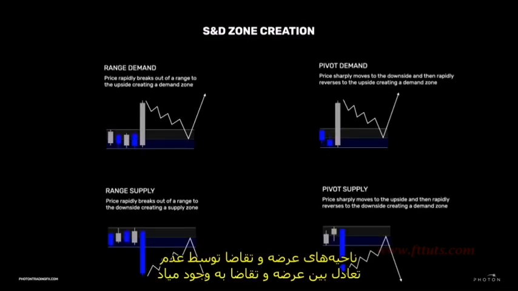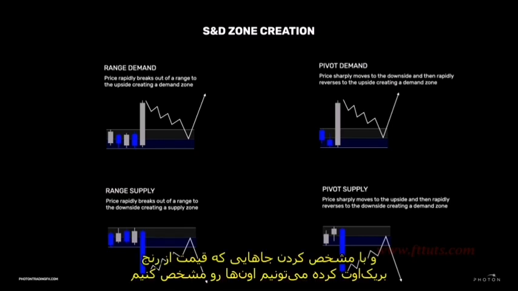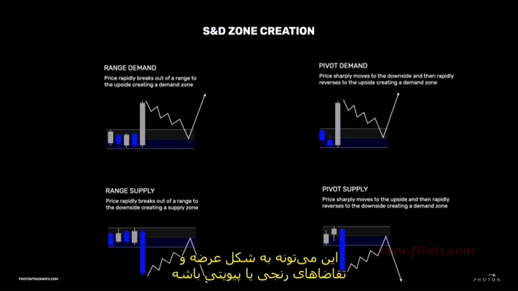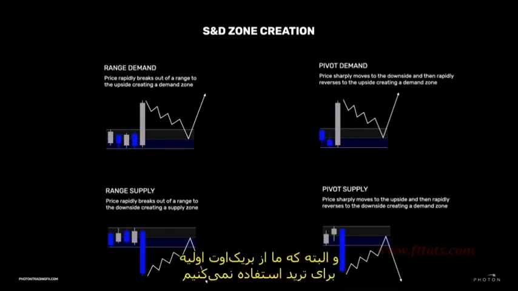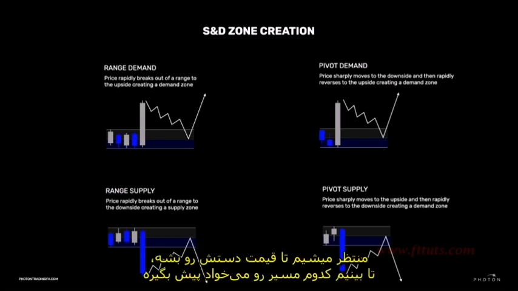So let's just do a super quick crash course summary of everything that we have covered in this lesson. Supply and demand zones are caused by overwhelming imbalances between supply and demand, and we can identify and draw these on our charts by seeing where price broke out of a range. And this can be in the form of range or pivot created supply or demand. And of course, we don't trade the initial breakout. We instead wait for price to show its hand and see which direction it wants to go.